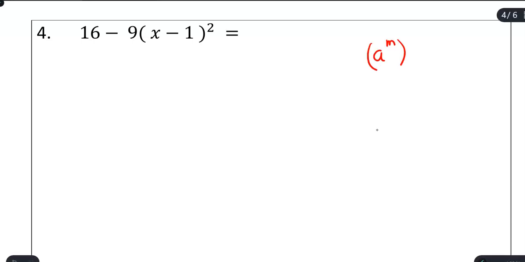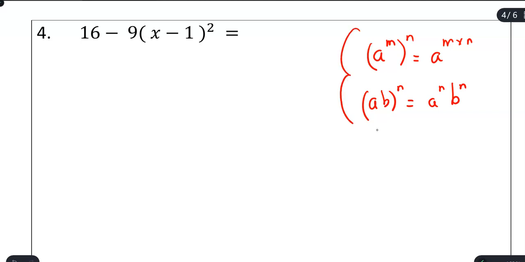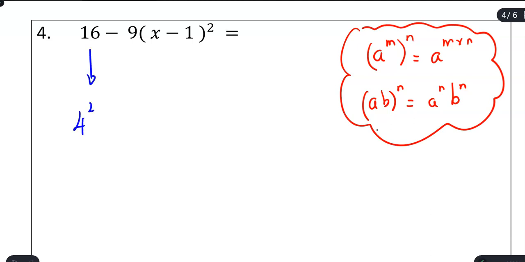A^m raised to exponent n will be a^(m times n). And if you have the same base raised to the exponent, you can break them into the two bases raised to the same exponent. So what I'm going to ask you to do is think of 16 as 4 squared, 9 as 3 squared, and then (x minus 1), all of it in the bracket, squared.